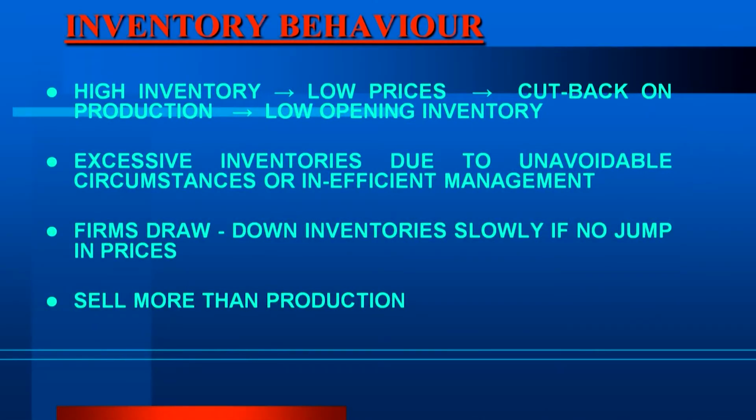But let us first move to the next part, that is understanding the inventory behavior. When you talk about the inventory behavior, you see that inventory behavior moves like this. High inventory, maybe it is an inventory of raw material, work in process, or finished goods, moves to low prices, right, cut back on the production so that opening inventory becomes low. For example, any firm has a very high inventory of finished goods, they are not able to sell, it means the movement of the goods from the place of production to the place of consumption is slow.